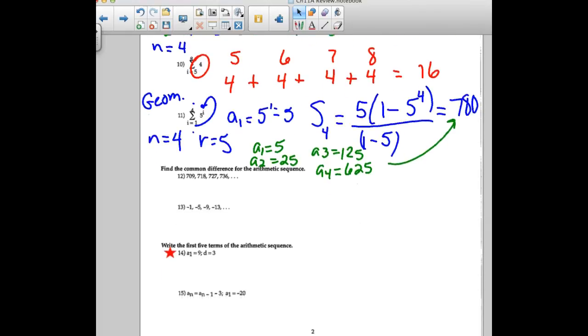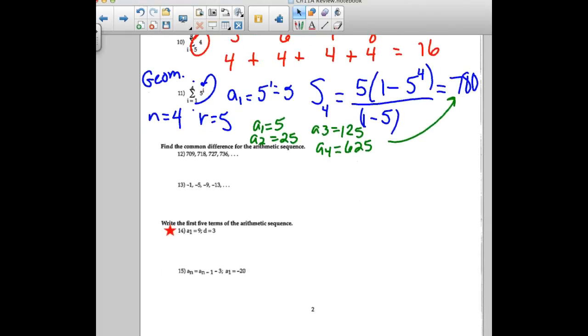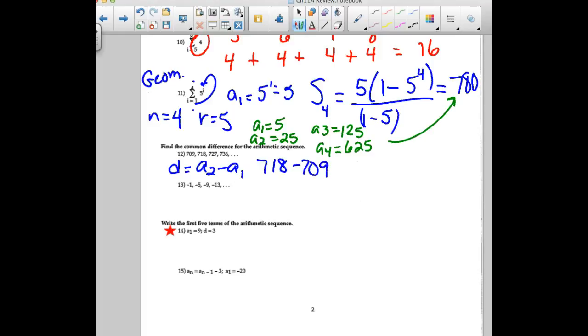All right, question 12. Says to find the common difference for the arithmetic sequence. Remember, our common difference is always to take the second term minus the first term. So if we take 718 minus 709, our common difference is just 9. Question 13. If we take the second term, negative 5, minus our first term, negative 1, we're really taking negative 5 plus 1. Our common difference would be negative 4.